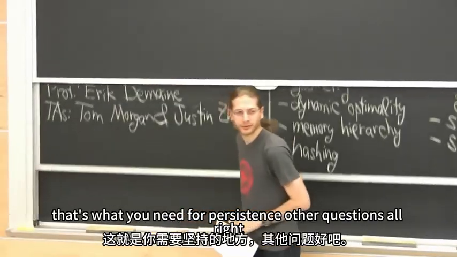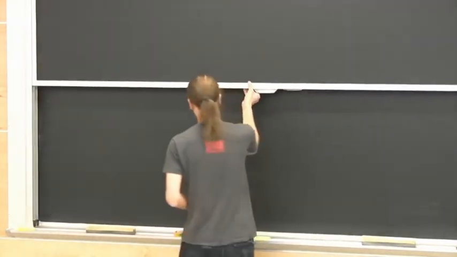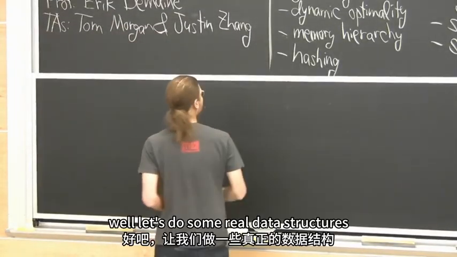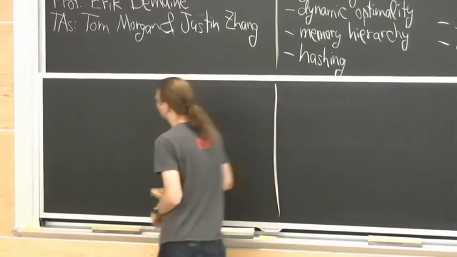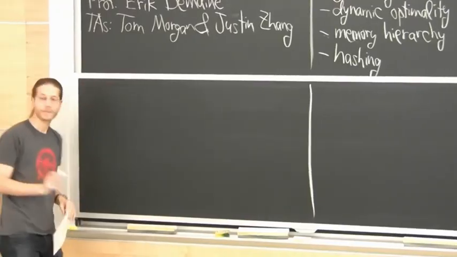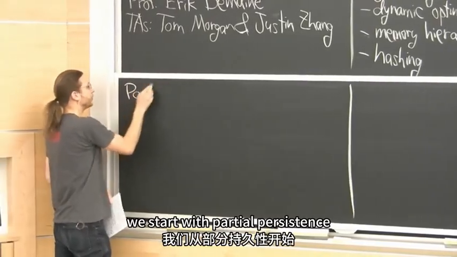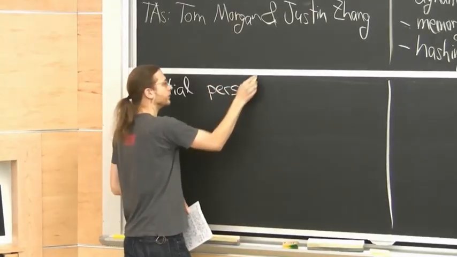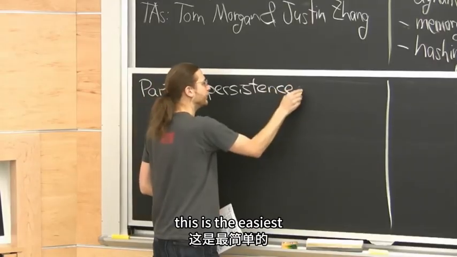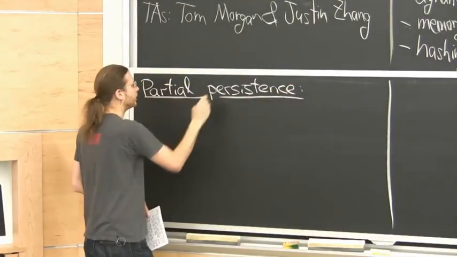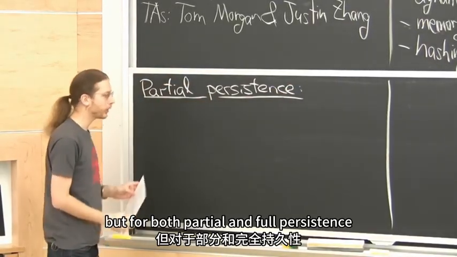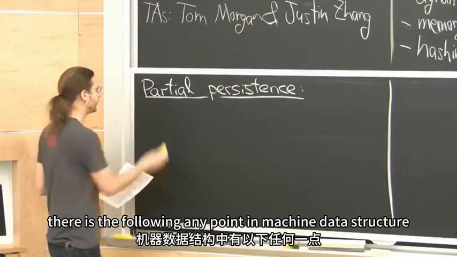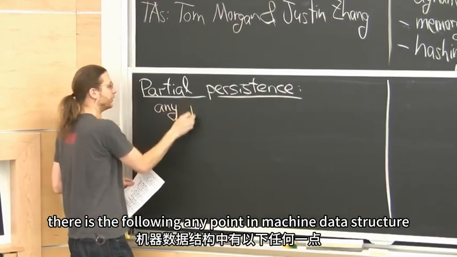Other questions? All right. Well, let's do some real data structures. We start with partial persistence. This is the easiest. But for both partial and full persistence, there is the following result.